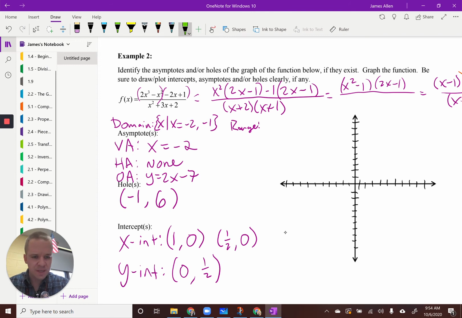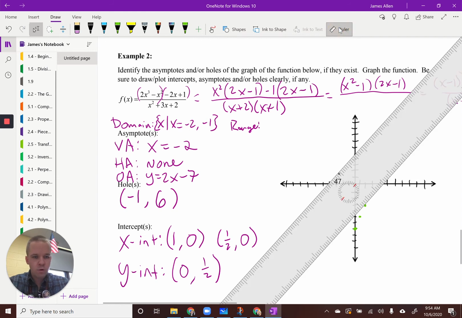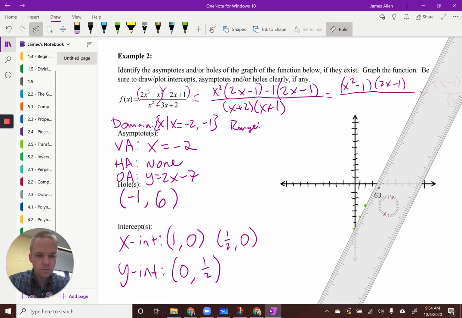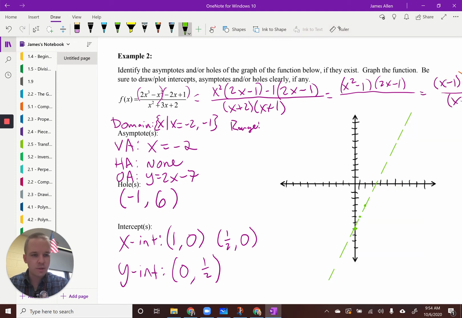So it starts at -7 for my y-intercept. So I have 1, 2, 3, 4, 5, 6, -7. And then I'm going up 2 over 1. Awesome. Up 2 over 1. Cool. And I'm going to go with my ruler here. That looks pretty darn good. There's my oblique asymptote. I like it. Cool, awesome, fantastic.